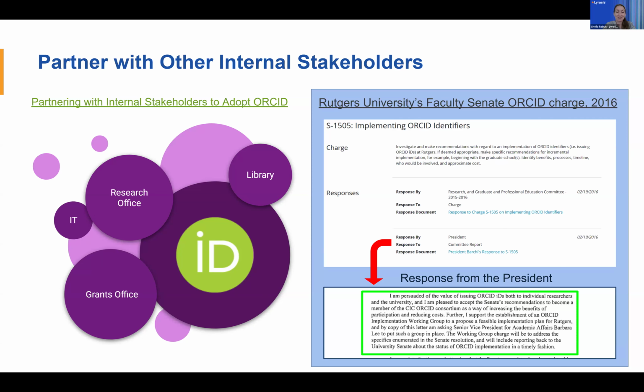The example that you're seeing on the slide here is from Rutgers University, where their faculty senate actually led an initiative to look into ORCID and make recommendations about investing in ORCID adoption on campus. And they received a response from the president of the university accepting their recommendation, which was to become an ORCID member and really encourage the use of ORCID at Rutgers. And that's just one example of how different stakeholders at an organization can come together to support ORCID adoption.